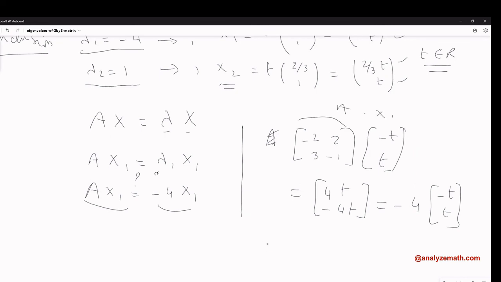Ax1 is equal to negative 4 x1, which means we have satisfied this equation for the eigenvalue negative 4 and the corresponding eigenvector. You can do the same thing for x2 and lambda 2 and come up with the same conclusion that Ax2 equal lambda 2 x2, which is equal to 1 times x2.